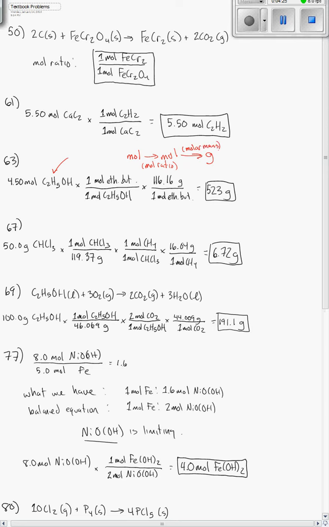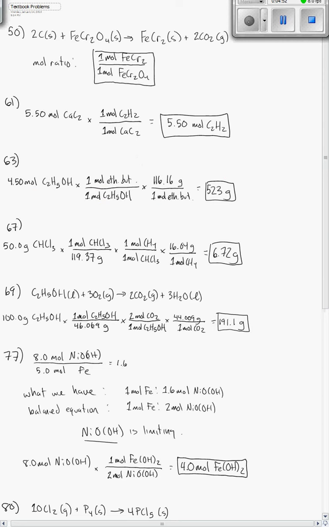So all we have to do is get to the moles of ethyl butanoate, and we can get grams there. So it's 2 steps. Use the mole ratio to cancel out your moles of ethanol, and then use your molar mass of ethyl butanoate to cancel out the number of moles of ethyl butanoate, and you should have grams as your final answer. So if you set up your problem correctly, you should end up with 523 grams.